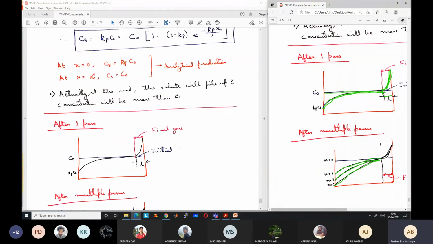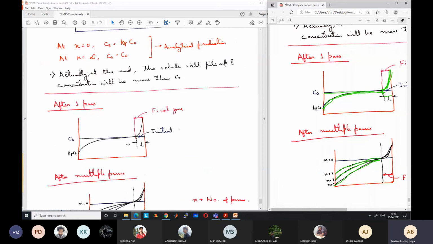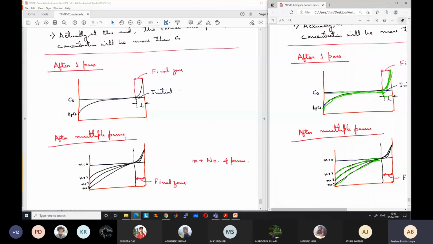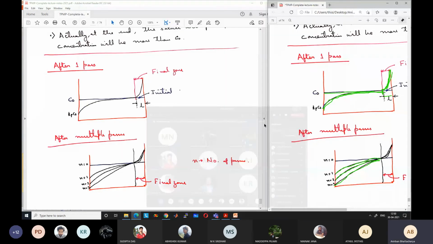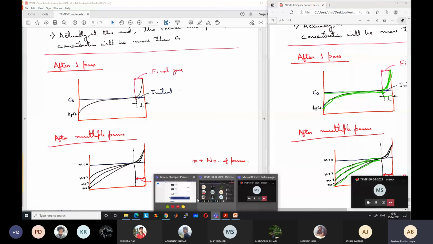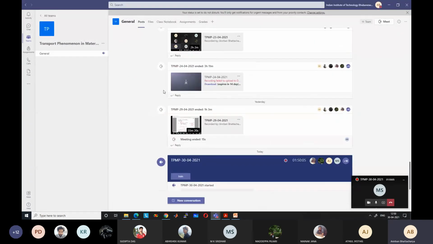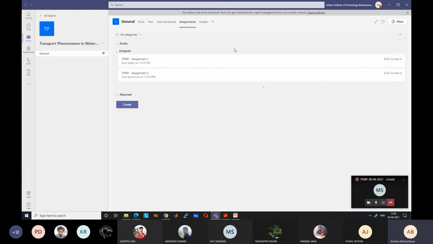I have given one, I don't know whether I uploaded it or not. Otherwise, I will upload a solved problem sheet where you have an extra problem. I don't think I have uploaded it yet, right? No, I will upload one problem sheet where you have a problem similar to the zone melting process.